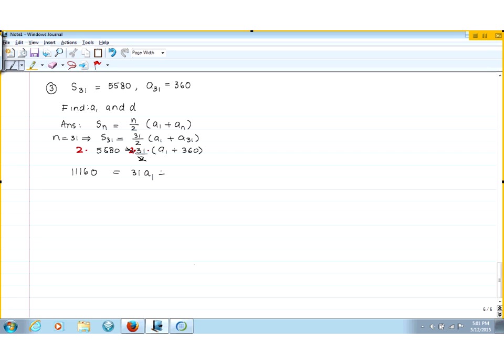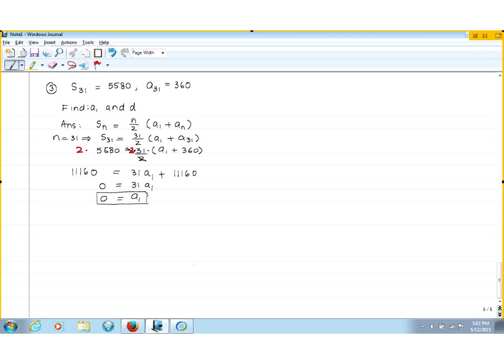11,160 is equal to, now let's distribute, 31A1 plus 31 times 360. Oh, so this is 11,160. So actually they cancel each other. So 31A1 is equal to 0. So what is A1? A1 is equal to 0.